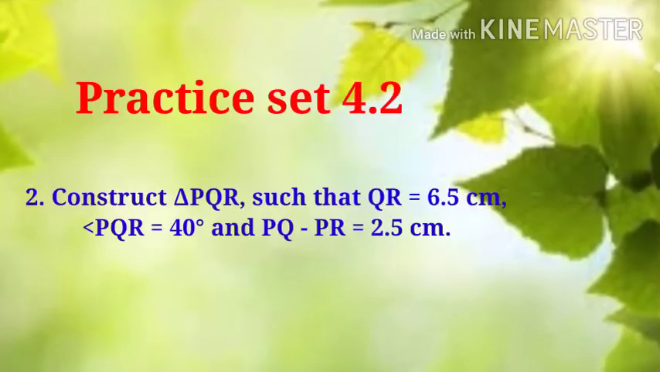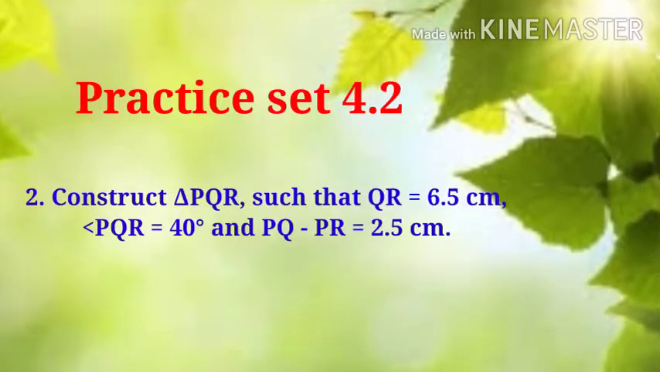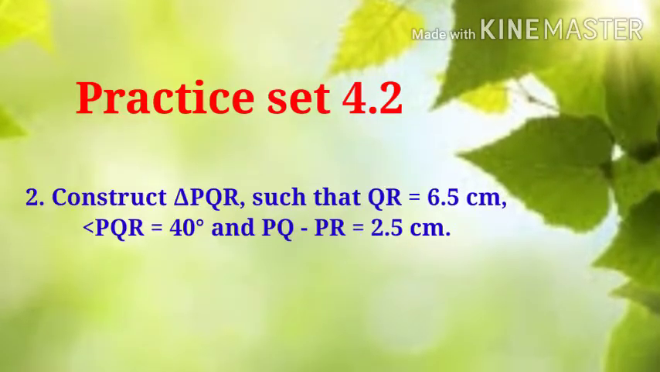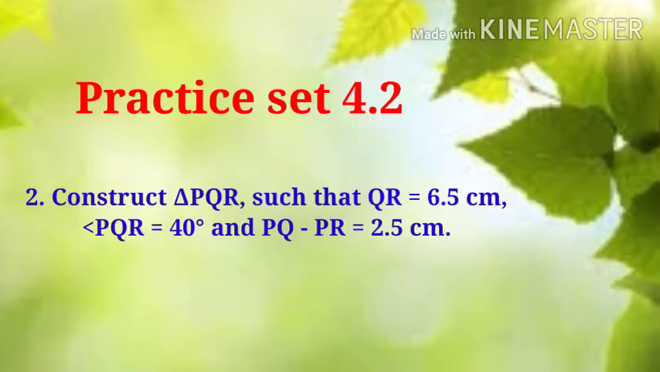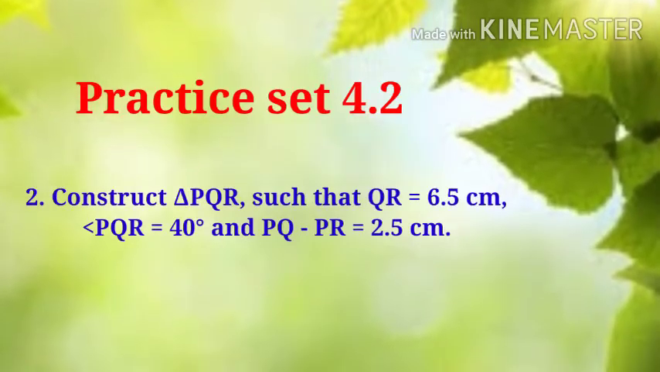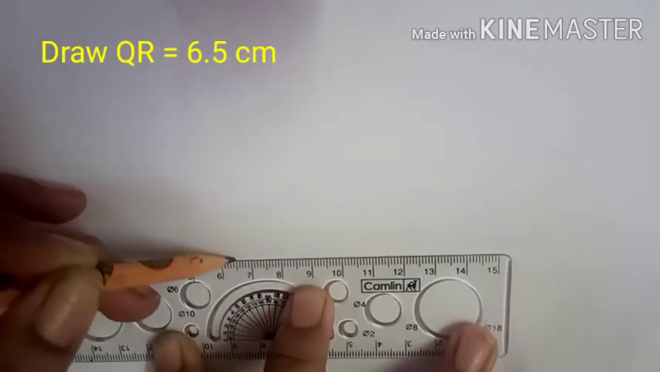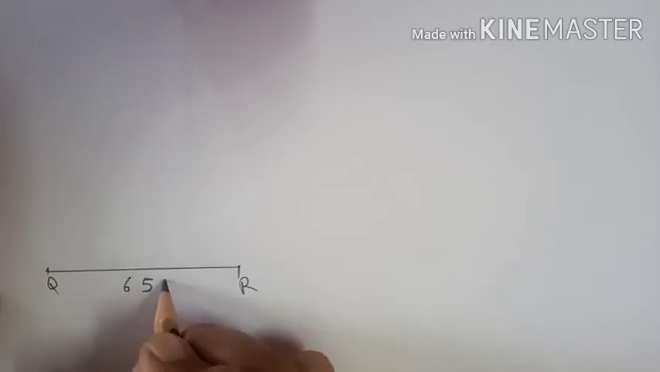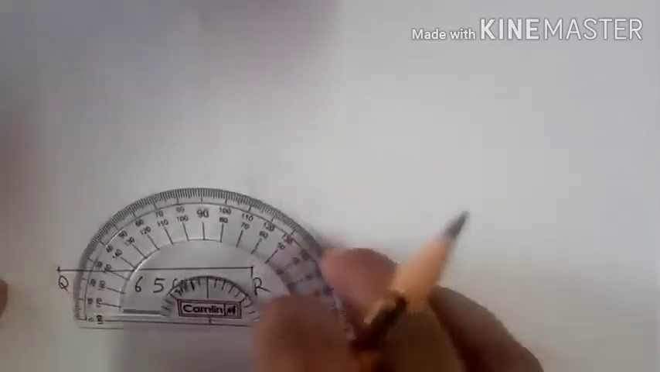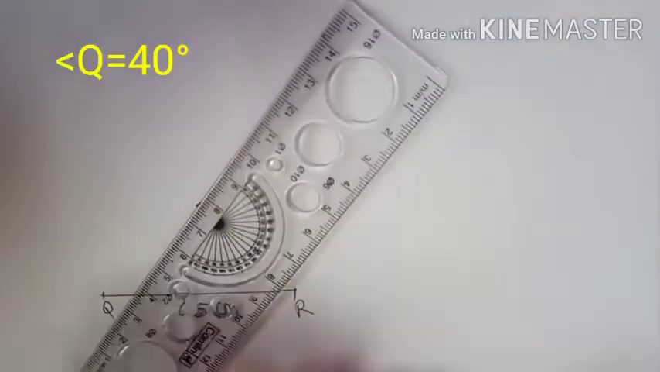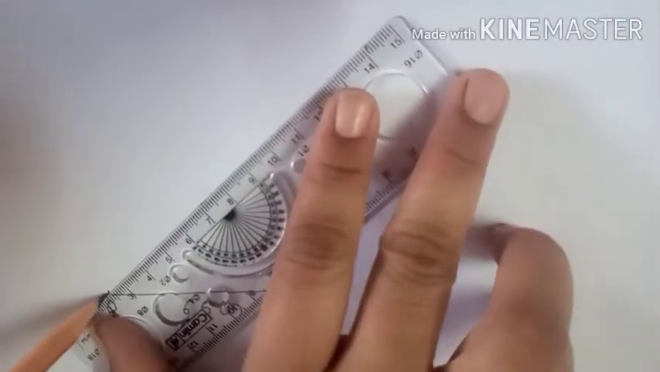Now we will move on to the next example. Construct triangle PQR such that QR equal to 6.5 cm, angle PQR equal to 40 degrees, and PQ minus PR equal to 2.5 cm. First draw a rough figure for triangle PQR. Now draw QR equal to 6.5 cm. Now draw angle Q equal to 40 degrees with the help of the protractor. Join the mark with point Q.